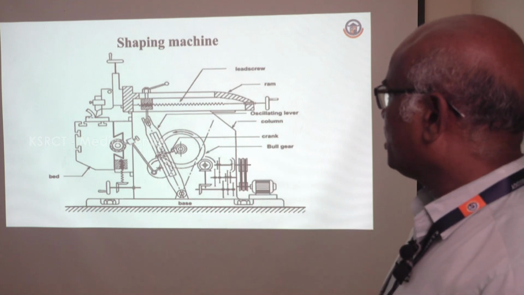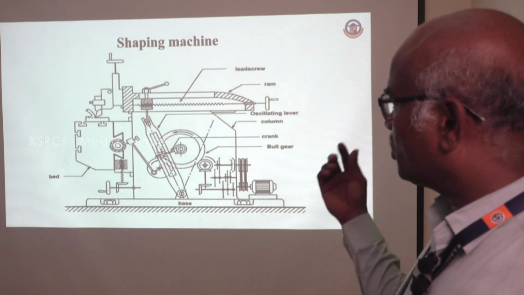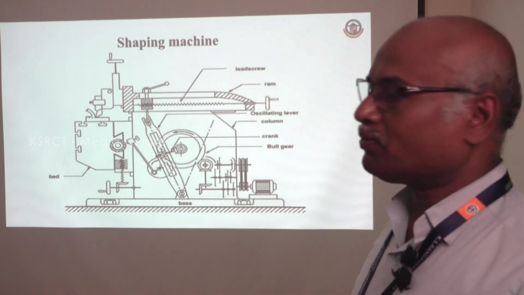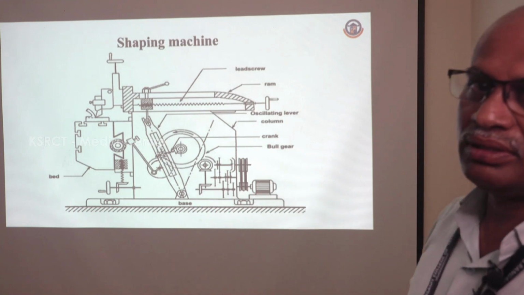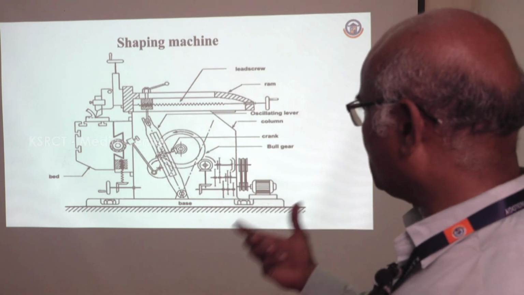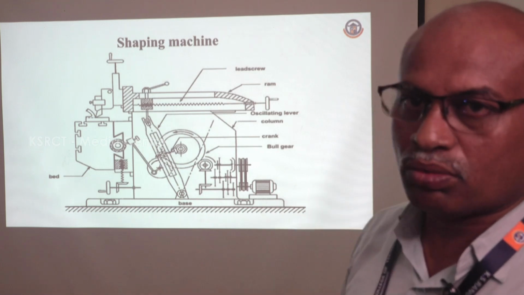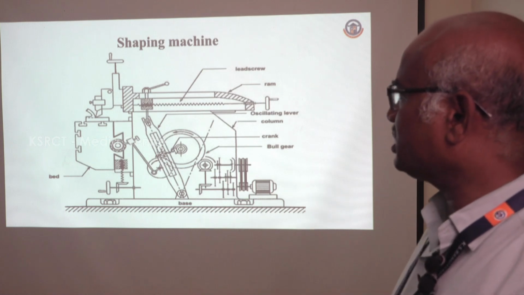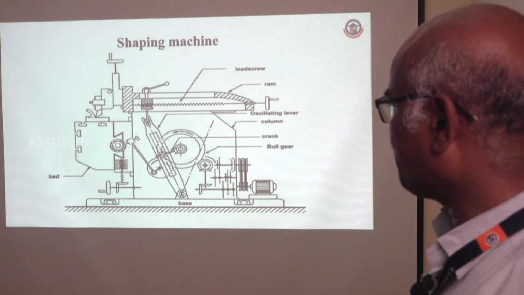The tool is fixed in the tool head, and the tool head moves in a to and fro motion. Then the workpiece is fixed to the table. To cut the material, the tool moves in the forward direction, and in the return stroke the metal is not removed. Only in the forward stroke is the metal cut.